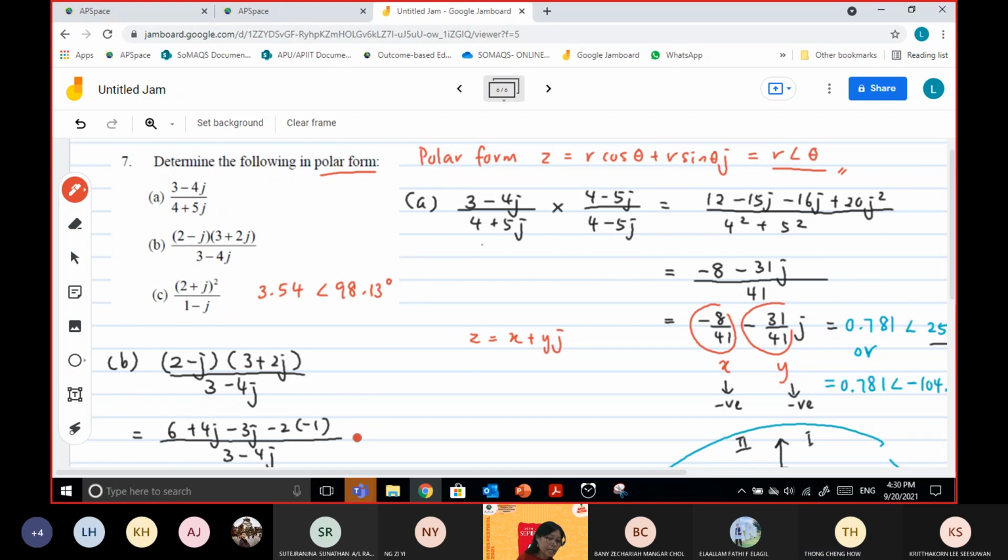Yes, miss. Okay, I'll show you one more answer. After you simplify, you get 3 plus 4j divided by 1 minus j. Then you multiply by 1 plus j over 1 plus j. Simplify again, you get negative 1 over 2 plus 7 over 2j. Then you convert to the polar form. So x is negative, y is positive, so it's in the second quadrant. So 98.13 is in the second quadrant.